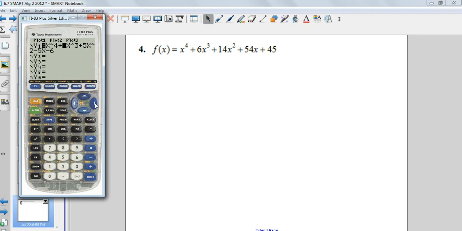So x to the 4th plus 6x to the 3rd plus 14x squared plus 54x and then plus 45. Alrighty. Well, the good news is I can see 2 x-intercepts really easily. The bad news is that's all I can see, so if I was trying to cheat, I'd be out of luck here. So good thing I know how to do the synthetic division breakdown.